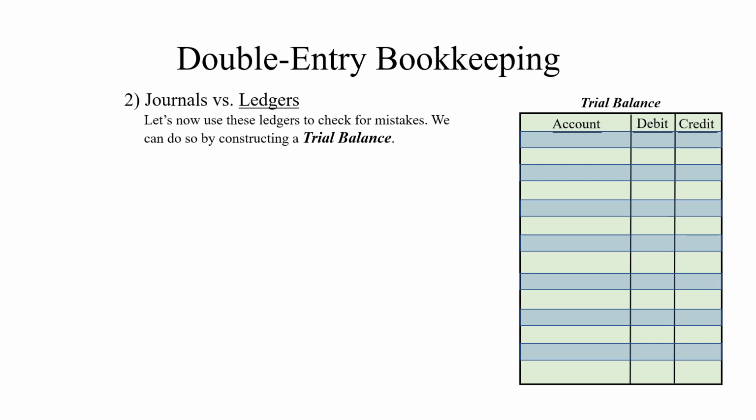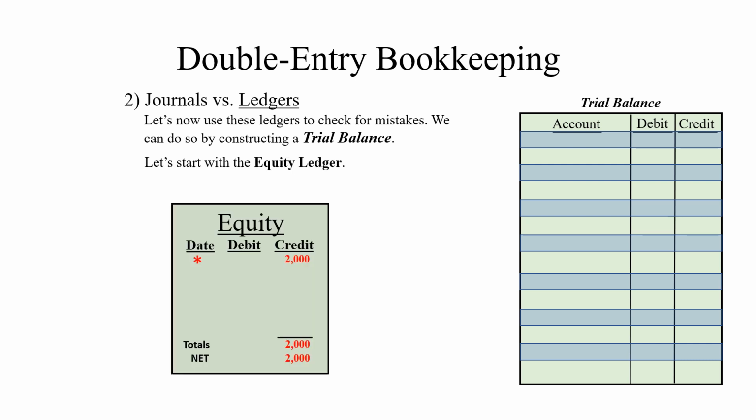Here's what a trial balance looks like. We'll transfer the net debits and the net credits from all of the ledgers into this document. And at the end, we hope that the sums of the two will be equal. Let's start with the equity ledger. The equity ledger is unique and very important. Unique because no information was transferred directly from the journal into the equity ledger. Important because it tells you how rich you are.